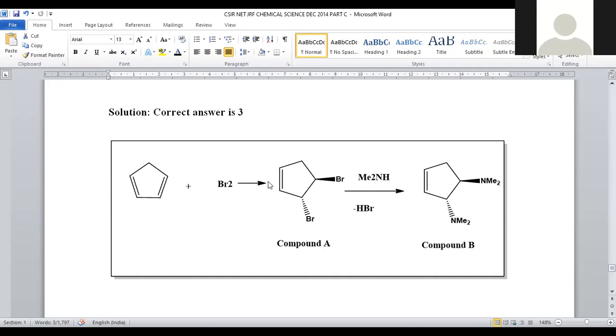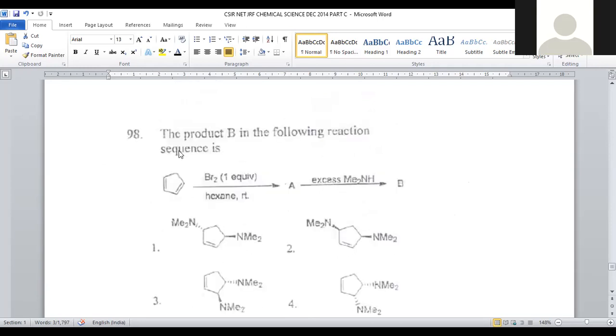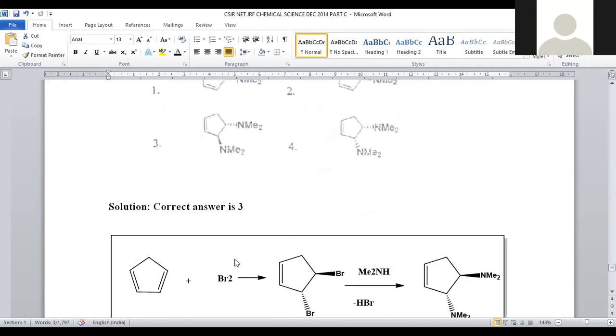And the stereochemistry will be trans, because bromination always proceeds with the formation of a cyclic bromonium ion intermediate. One of the bromines will be added, and here you will get a 3-membered ring structure. Further, the second bromine attachment takes place only from the back end. That's the reason why trans bromination is obvious in the bromination of an olefin. And in the further step, when the secondary amine is added, these bromo groups will be replaced with the secondary amine, so that the final product will be this diamino compound in the trans manner. That is available in option number 3. For question number 98, option number 3 will be the correct answer.